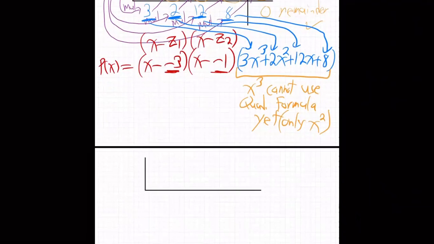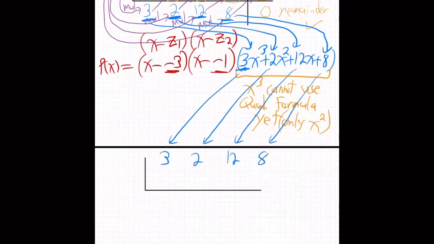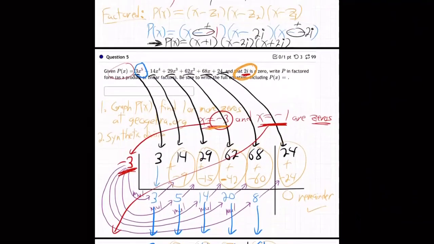I'm going to do synthetic division again, and I'm going to bring down these coefficients. So 3, 2, 12, and 8. And draw my line right here like usual. And what am I going to divide by? The other 0. What's the other 0? 2i, right? They told me that right here.